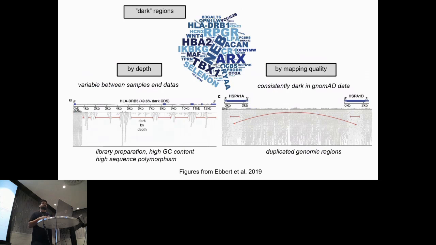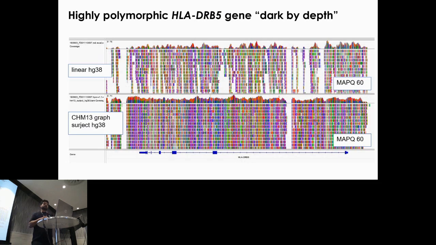And as you know, in the reference genome there are regions which are called dark regions. So it can be dark by depth or dark by mapping quality. This is also one of the patients from the Neuroscience Institute. Here is the visualization on IGV for the HLA-DRB5 gene, which is dark by depth. As you see for the linear one, the mapping quality for both of them is 60, but the coverage here is very poor, which is enhanced when we use the graph.